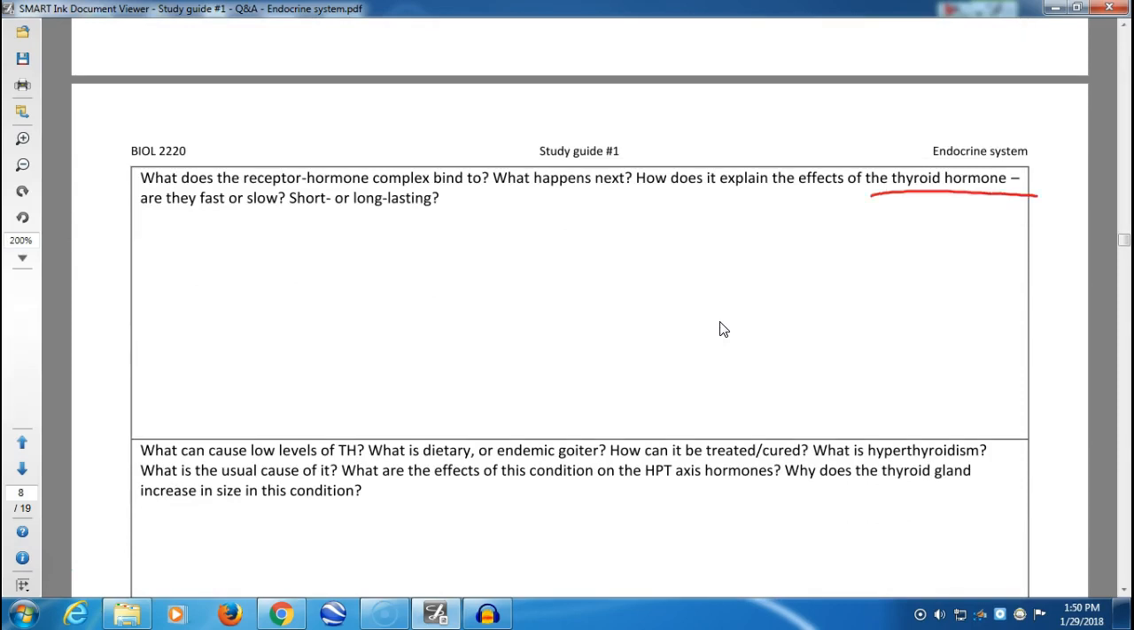Effects of thyroid hormone. Will those genomic effects be fast or slow? Slow, because it's in the cell. And then you have to bind to DNA, and then there should be genes transcribed, and then proteins synthesized. It's just the whole ordeal. It takes really long. Does that make sense?